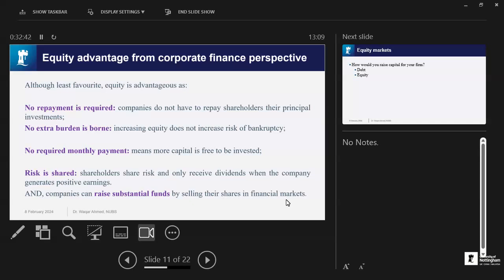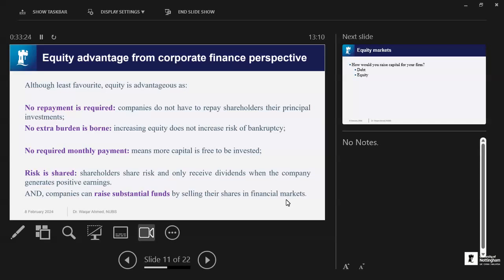So if we look at the characteristics of equity or its advantages, although it is the least favorite, equity is advantageous from a corporate finance perspective because it does not require a payment. No repayment is required. Companies do not have to repay shareholders their principal investment. In the case of debt, companies are obliged to repay the principal as well as the interest. But with equity, that's not the case, so there's no extra burden borne by the company.